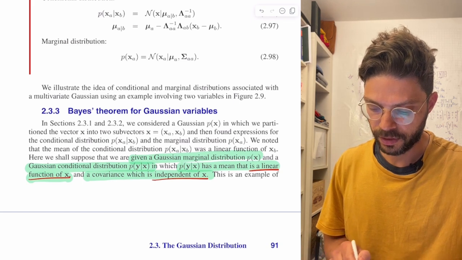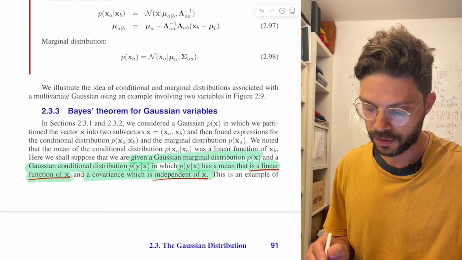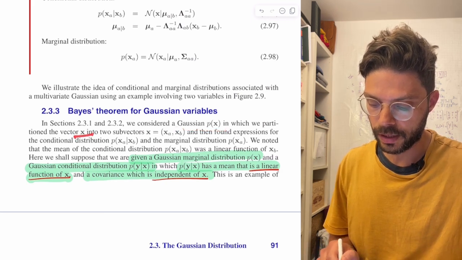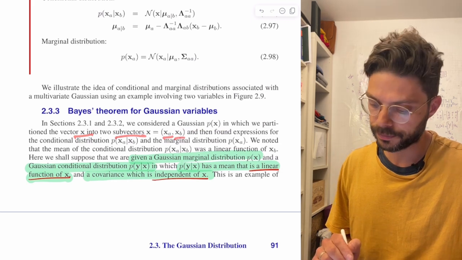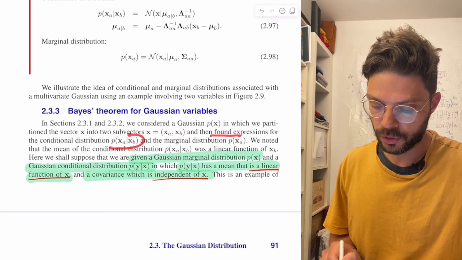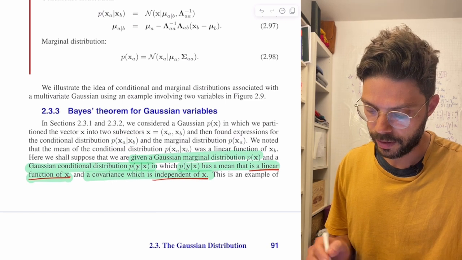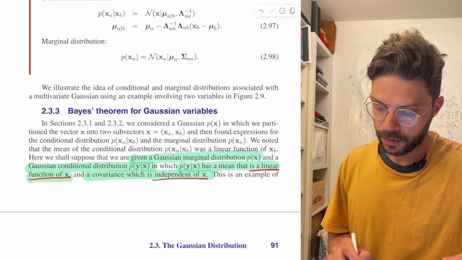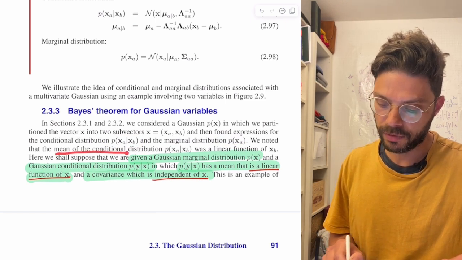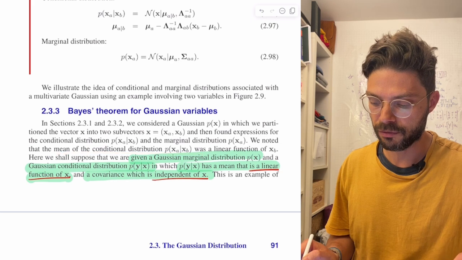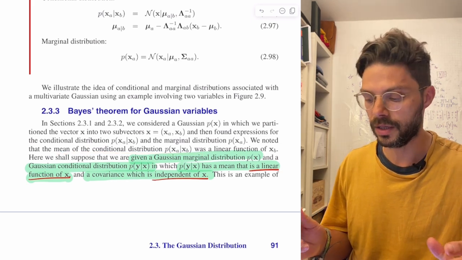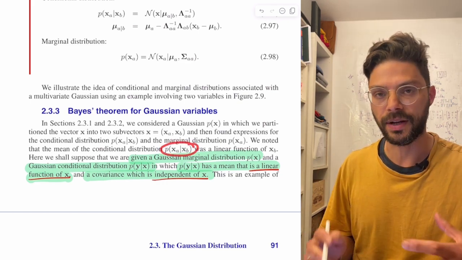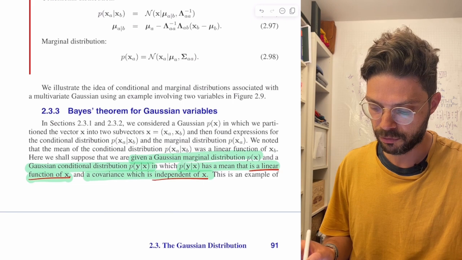In the previous two sections, hopefully you've seen the videos on those, we considered a Gaussian p of x in which we partition the vector x into two subvectors x of a and x of b. And then we found expressions for the conditional distribution, which we're going to use today, and the marginal distributions. So we're going to be using those properties today. And we noted that the mean of the conditional distribution was a linear function of x of b. So there was this nice idea that you're given some properties of x of b, and then you can view it as an update to x of a given x of b. And this was a linear function.